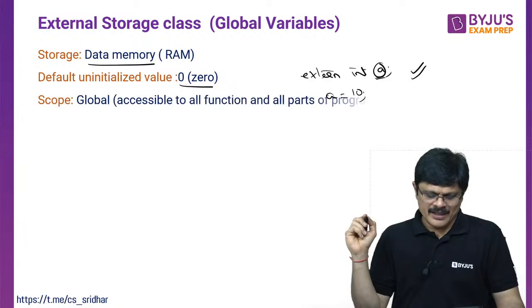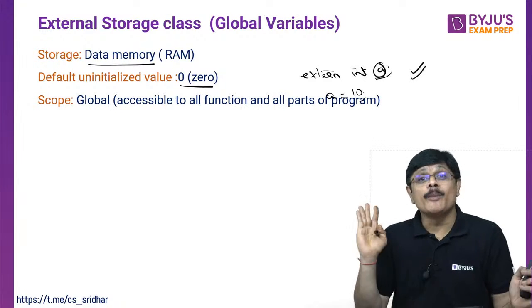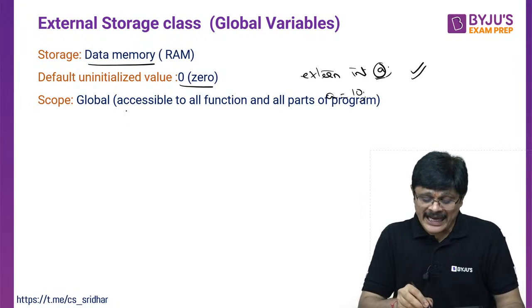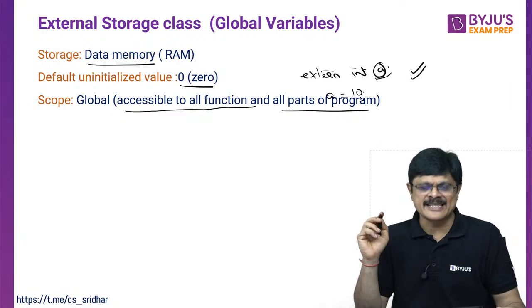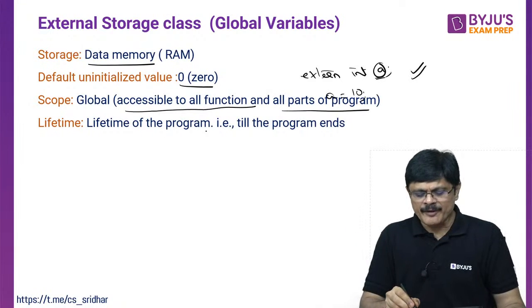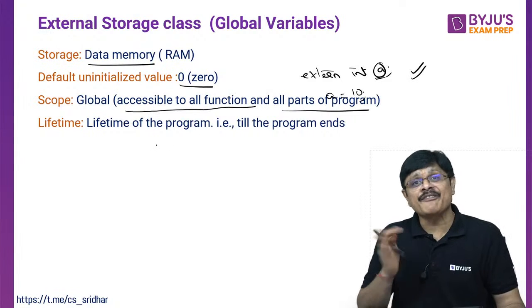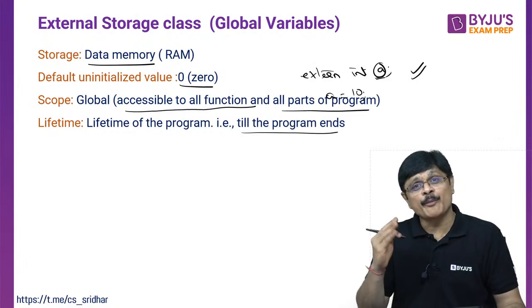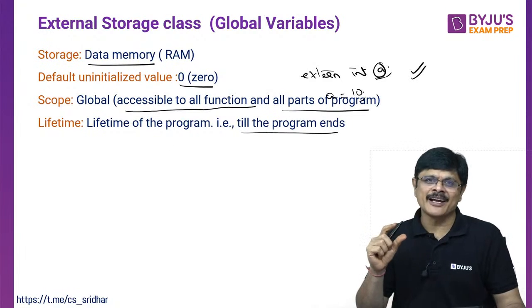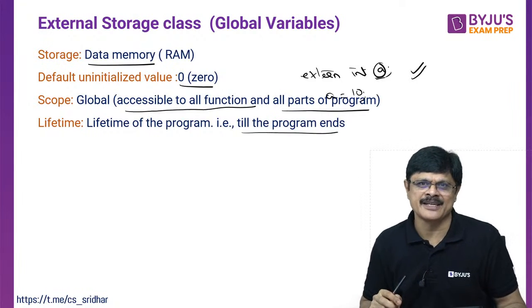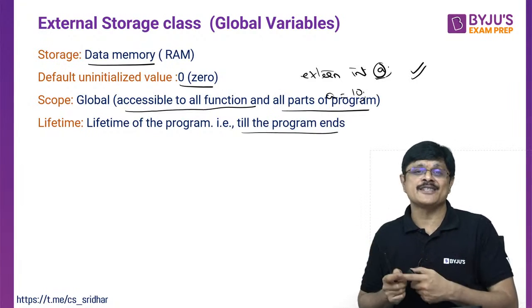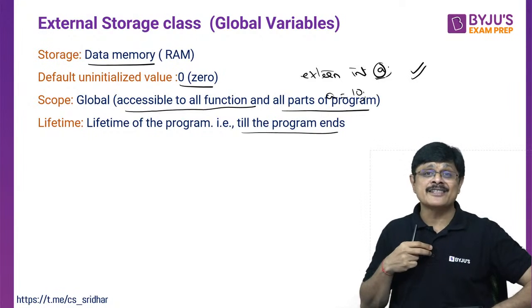Okay. Now scope, global. It can be used anywhere. Accessible to all functions and all parts of your program. Everywhere it is accessible. Lifetime of the program: how long is it available, sir? Till the program ends. So these external variables, global variables are available everywhere in the program, my dear friends. You can use them in other files also.